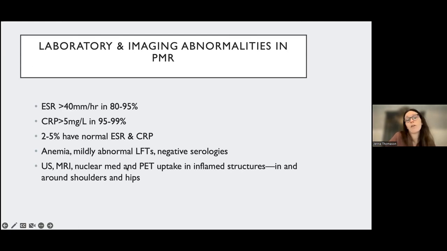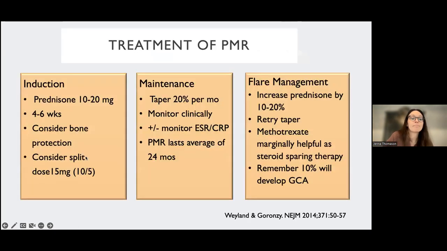These patients get other lab abnormalities. They can also have anemia and other findings. We treat these patients with steroids, and hopefully at some point we'll have a better medicine to treat them with, but generally it's with steroids and generally for a year or two.